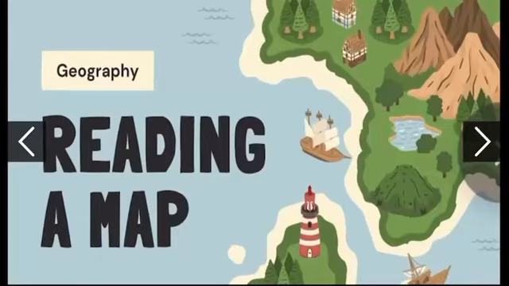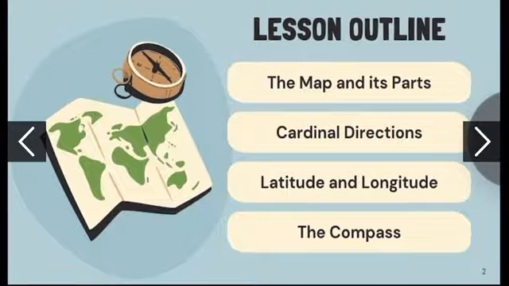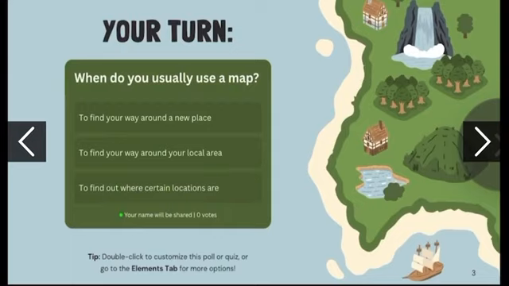Welcome to our geography lesson titled Reading a Map. This lesson will cover 4 main topics, which are the map and its parts, cardinal directions, latitude and longitude, and the campus. So my first question to you is, when do we use a map?